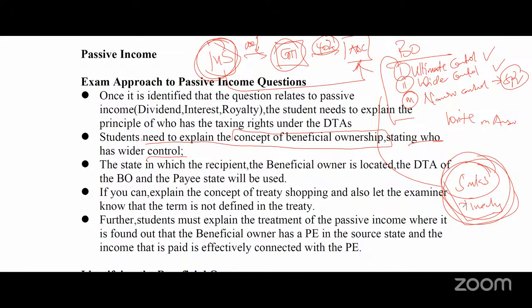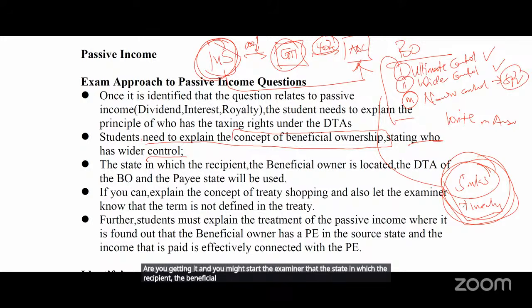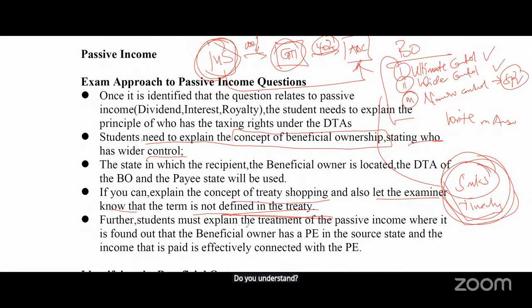Are you getting it? And you must tell the examiner that the state in which the recipient, the beneficial owner, is located, the DTA of the beneficial owner in the payee state will be used. So if you can explain the concept of treaty shopping and also let the examiner know that the term is not defined in the treaty. Do you understand?